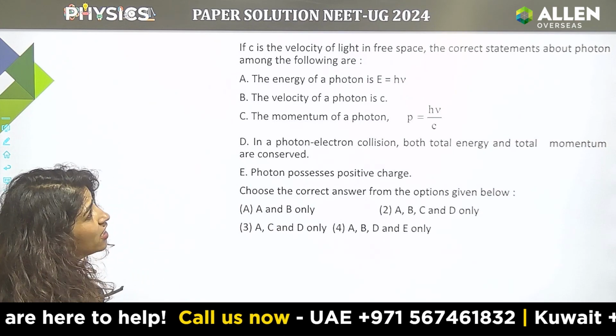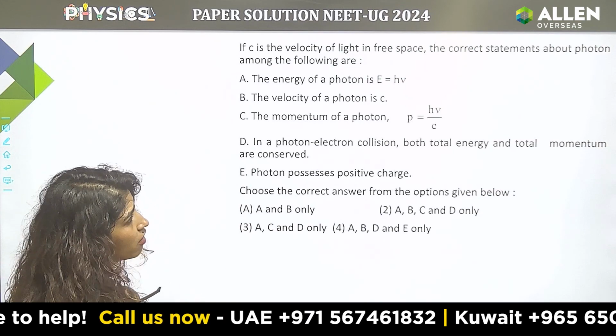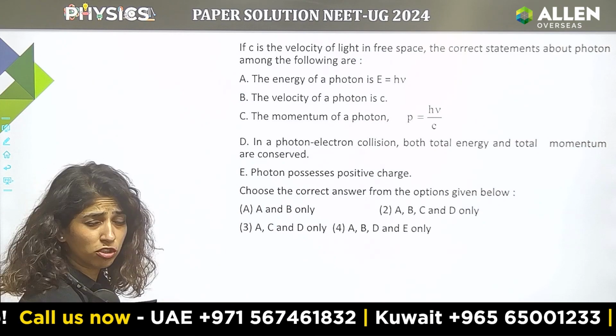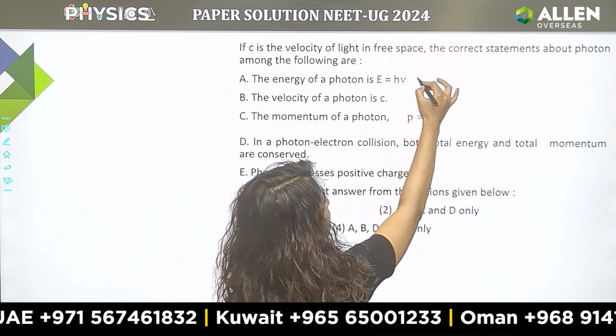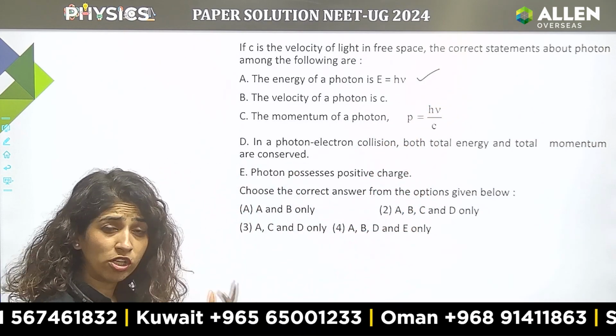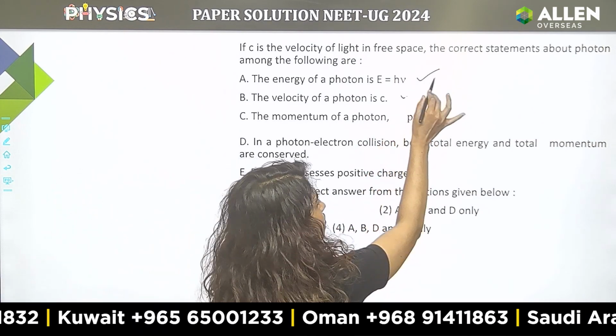Next, see the velocity of light given in the question, correct statement upon photon. So let's just look into the statements, which statements are correct. Energy of photon is given by h nu, absolutely correct. The velocity of photon is given as c, which is absolutely correct.